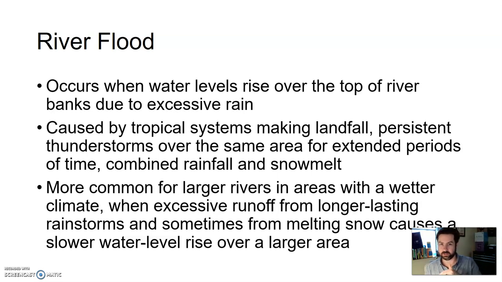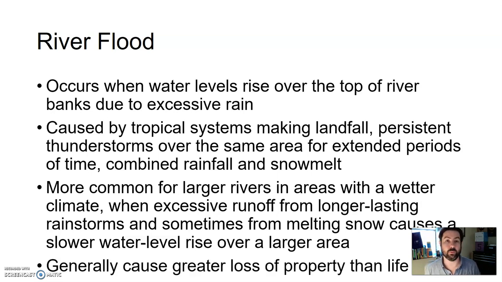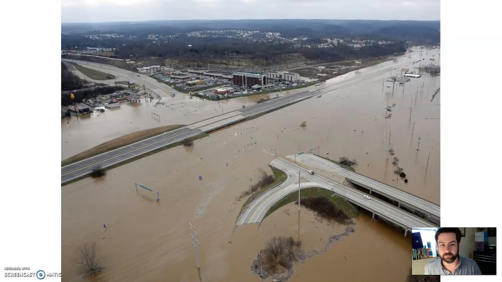Because it's a slow creeping rise of water until the river floods, people have time to get out of the way. So typically you're going to have more loss of property than life. So houses destroyed, cars destroyed, businesses destroyed, whatever got left behind. But people typically can get out of the way. So, yeah, here's an example of a river flood and how extensive that can be.